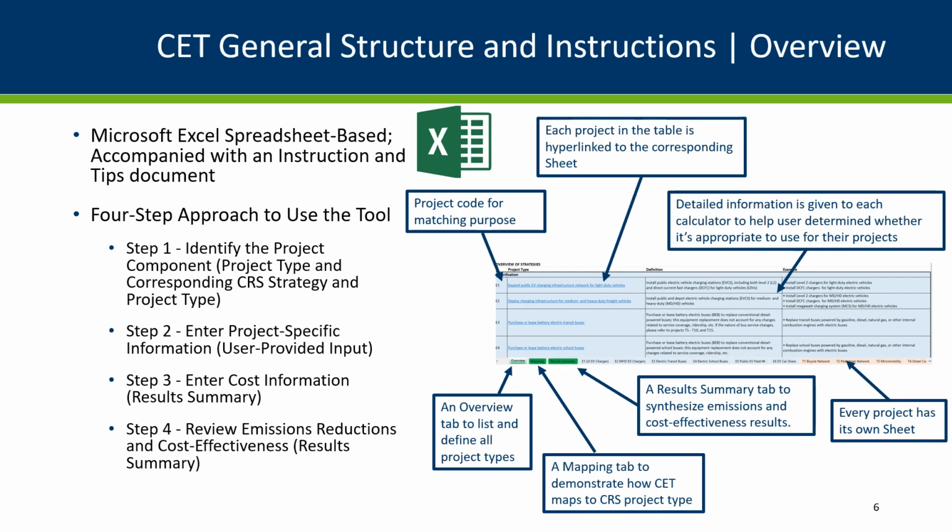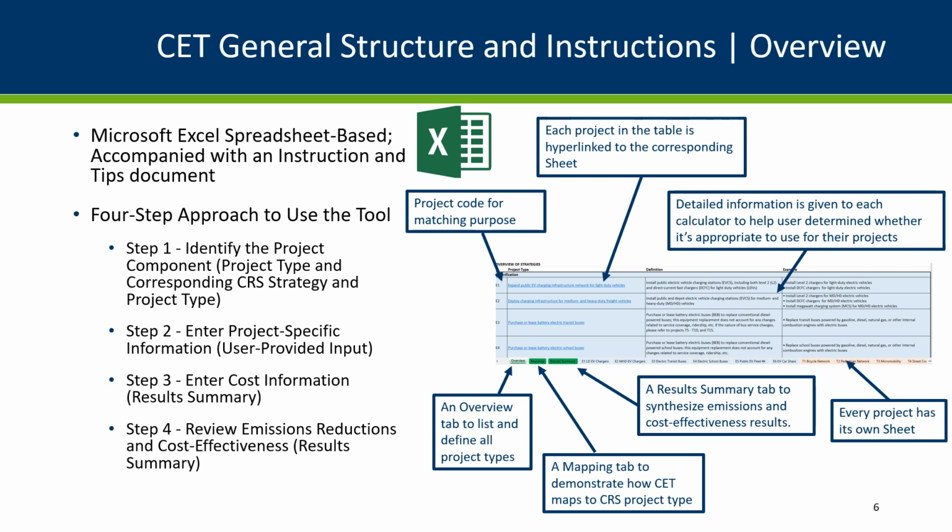Now that we know what the tool does, let's get a sense for how to use it. First, let's note that CET is an Excel spreadsheet-based tool. Thus, users must have Excel to be able to take advantage of all of its features. The CET enables the user to calculate the carbon emission benefits of 26 transportation project types falling under the Minnesota Carbon Reduction Strategy, or CRS, for the categories of electrification, travel options, and low-carbon infrastructure and system management.